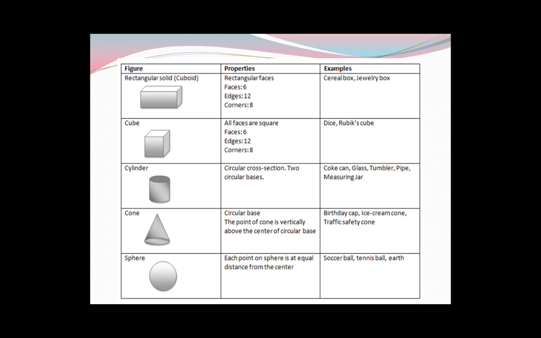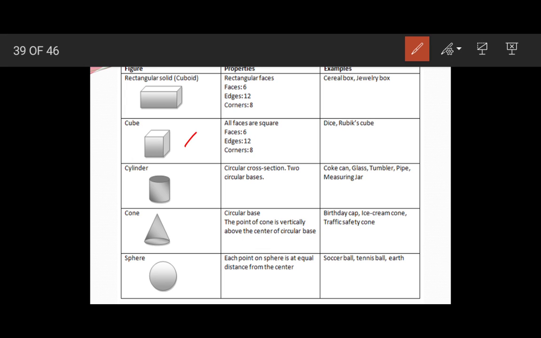Then the second one is cube, right? So all faces are square. Here 6 faces, edges are 12 and corners are 8, right? Same as cuboid. Example, dice. Next is cylinder. For cylinder, circular cross section and two circular bases, right? So cake can, glass, right? Then pipe, all these are examples of cylinder.